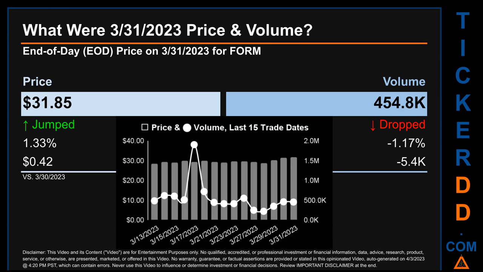Across a range of $3.42, the max and minimum end-of-day price were respectively 31.85 and 28.43. Volume saw a range of 1.7 million, from a day low of 220.9 thousand to a day high of 1.9 million.